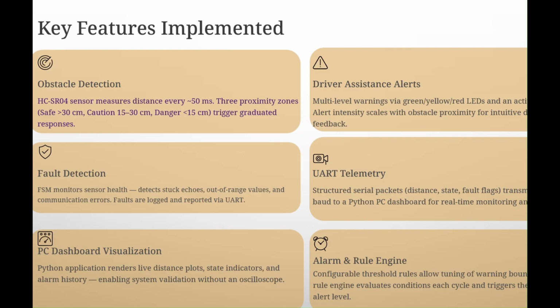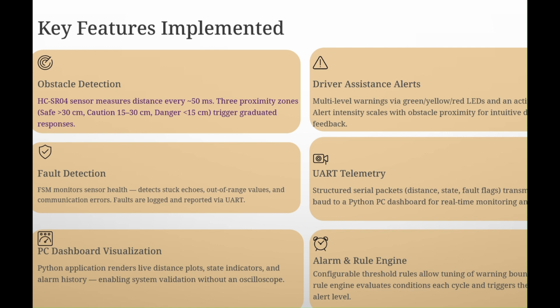Now, coming to the key features implemented in our project. First, the system continuously detects obstacles using the ultrasonic sensor. Depending on the distance, it gives three types of warnings. Green means safe, yellow means caution, and red means danger, which are usually called driver assistance alerts. The buzzer also changes according to how close the obstacle is.